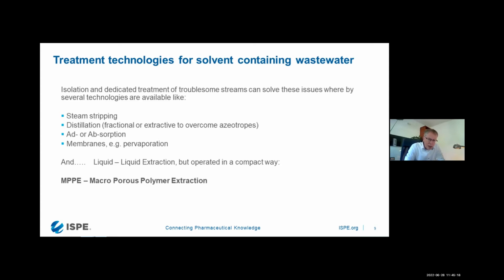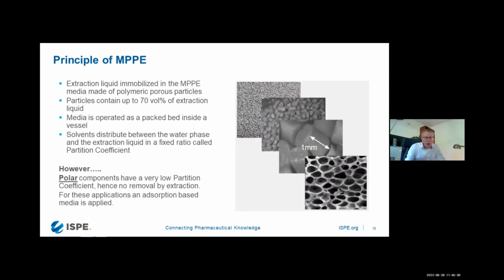But we have enabled that in a different way than the traditional liquid-liquid extraction that is quite well known in the industry. So we do that by MPPE, and that is the abbreviation for Micro Porous Polymer Extraction. So the principle is as follows. What we have is very small particles, and you can see on the slide it's approximately 1 millimeter in length. It's a cylindrically shaped particle.